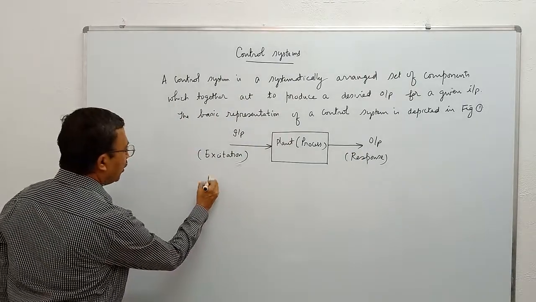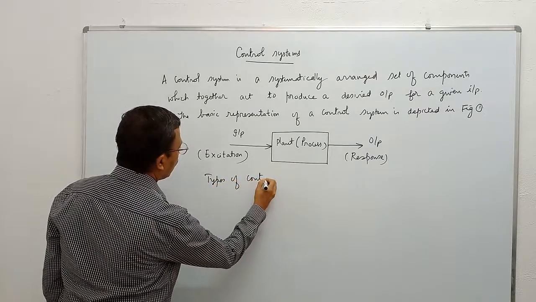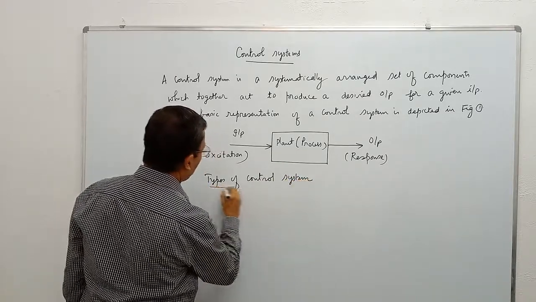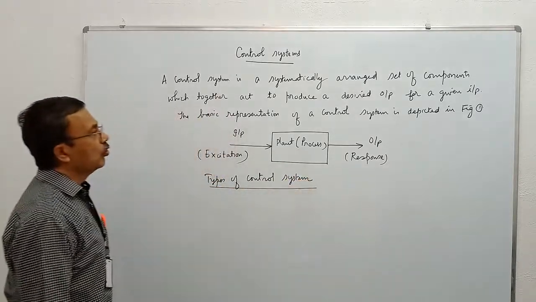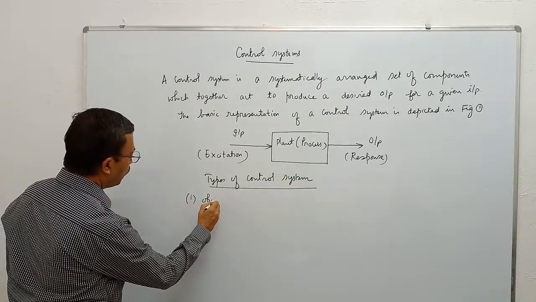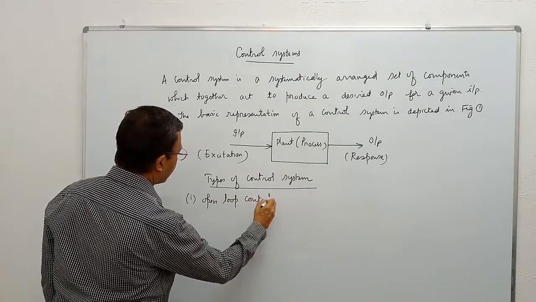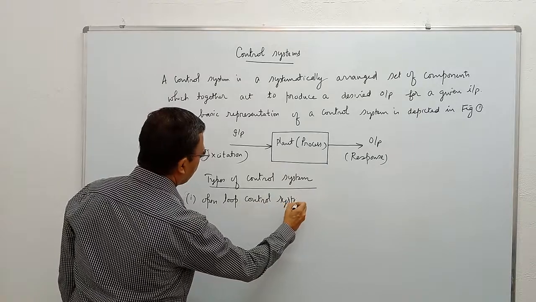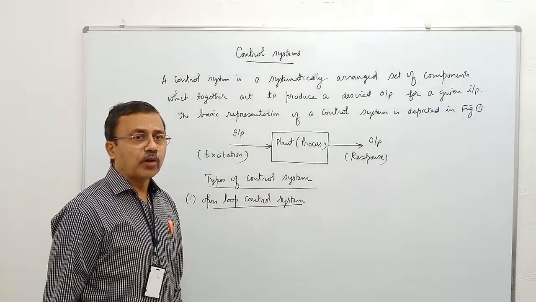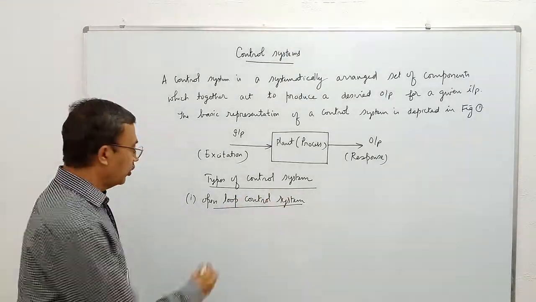Next I go to types of control system. There are two types: open loop control system and closed loop control system. First one, open loop control system. In an open loop control system, the control action is independent of the output.